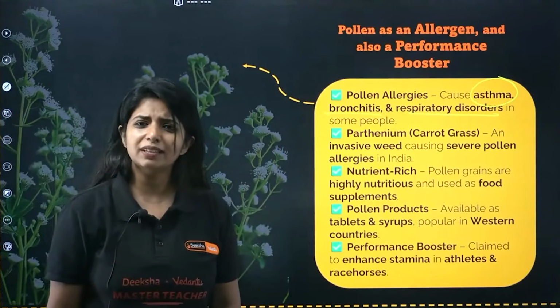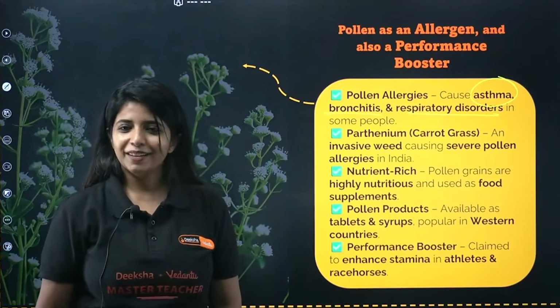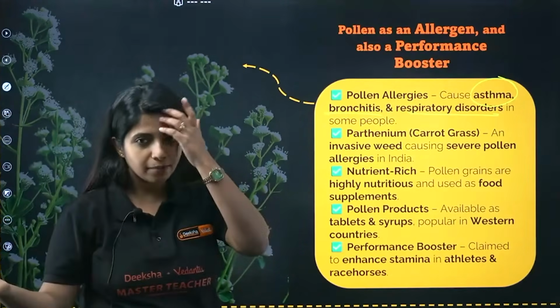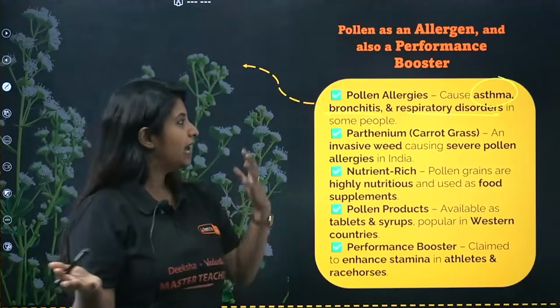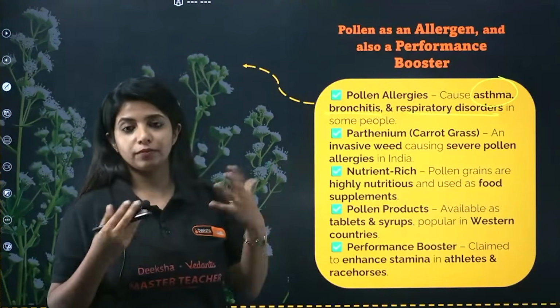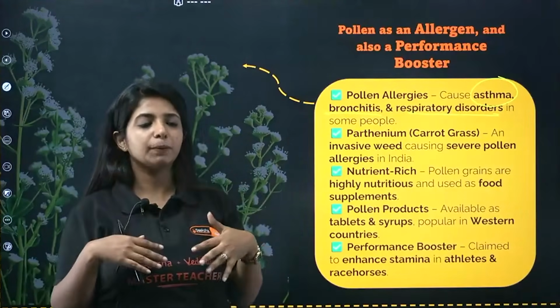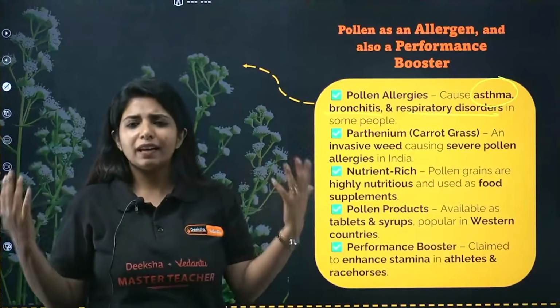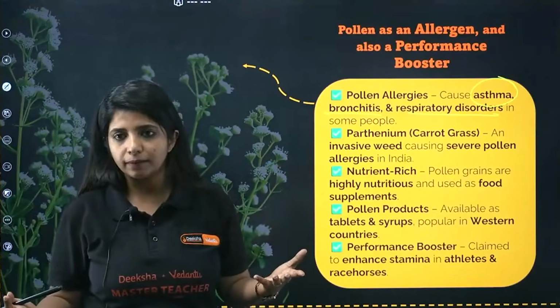Ma'am, do we have to remember it? No, just understand it. You do not have to mug up things. Asthma, bronchitis, basically it's everything related to your respiratory system. If you're taking in pollen grains, you might be allergic to it and you might respond to it in that way.